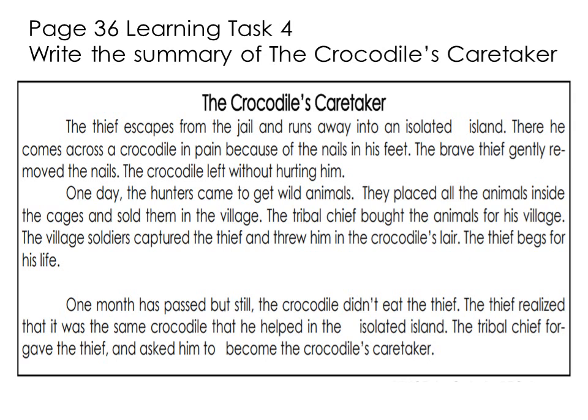The village soldiers captured the thief and threw him in the crocodile's lair. The thief begs for his life. One month has passed, but still the crocodile didn't eat the thief. The thief realized that it was the same crocodile that he helped on the isolated island. The tribal chief forgave the thief and asked him to become the crocodile's caretaker.